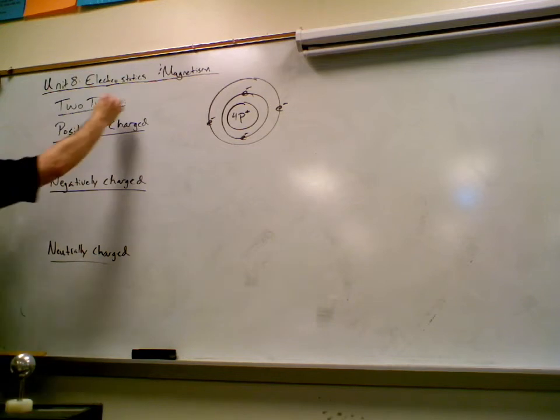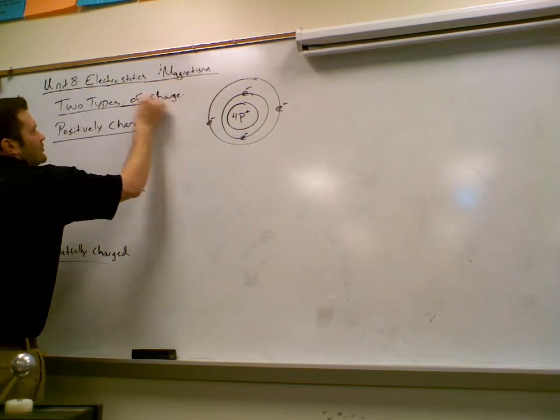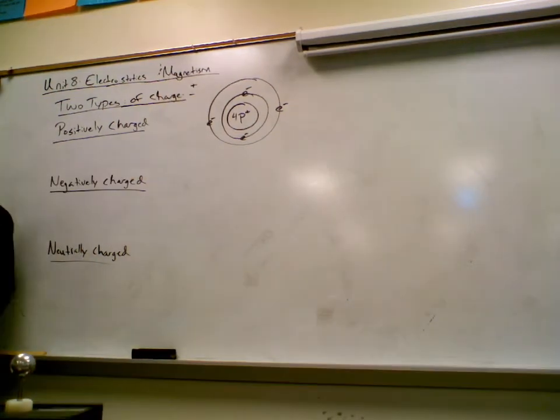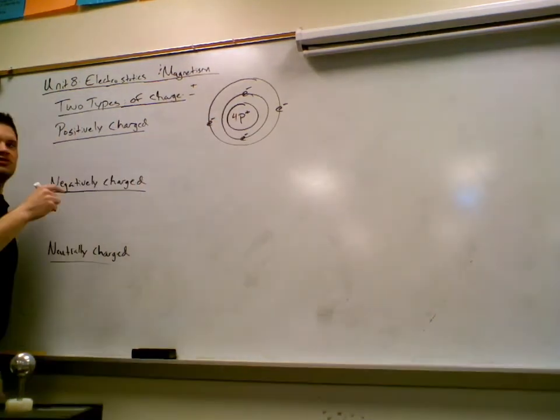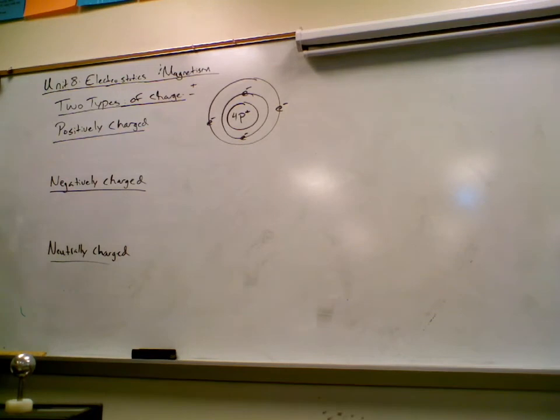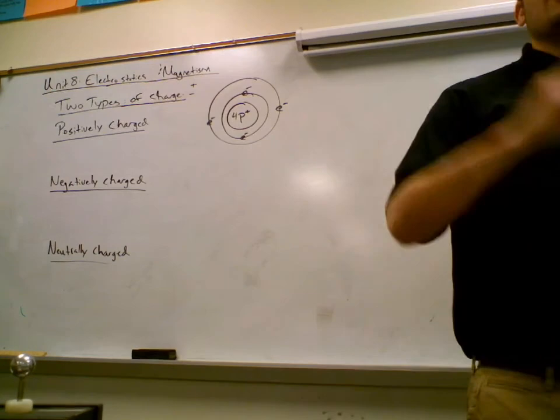So maybe if I do this, will that make you feel better, Skylar? We can put a little plus and a minus. What's positively charged? Protons. What's negatively charged? Electrons. Which one is allowed to move? Electrons. Okay? So when we're talking about these different states of charge, either positively charged, negatively charged, or neutrally charged, the only charge that's allowed to move is the electrons.